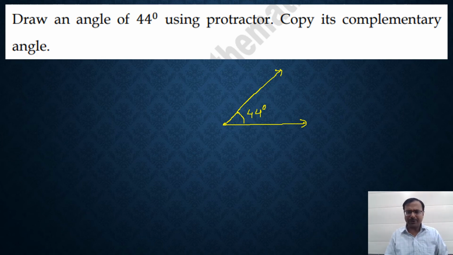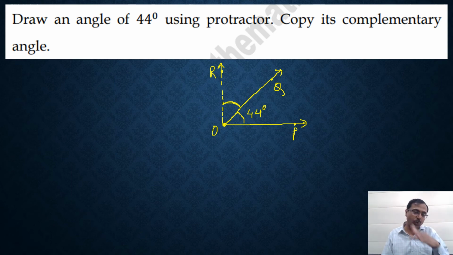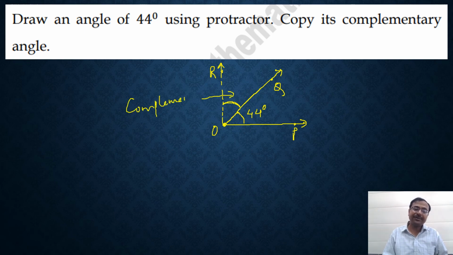Okay, so we need to copy its complementary angle. So you know how we copy the complementary angle? First of all, at this point O, you will have to draw an angle of 90 degree. So I'll draw an angle of 90 degree like this at O, and let's call this as R. So the angle which is formed by the ray OQ with OR is the complement. This angle is the complement of 44 degree, because it will be 90 minus 44, which is 46 degree. So you have to copy the complementary angle.